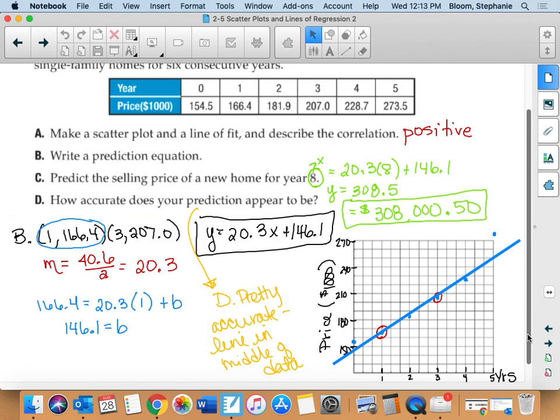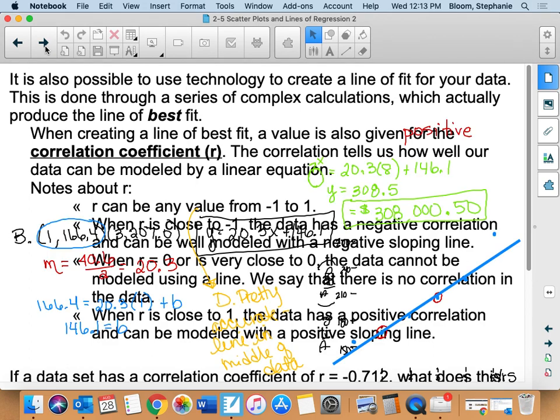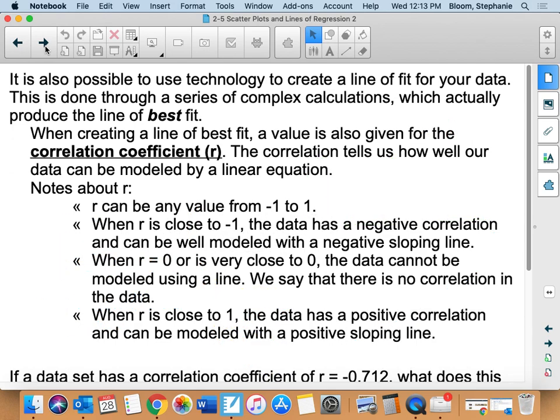All right, so the very last thing that I want to bring to your attention is just this R value. So let's erase all of this here. You can use technology to find a line of best fit. We're going to continue working by hand to do this. But it is important you understand this correlation coefficient, which is R. And this R can tell you something about the correlation, whether it's positive, negative, or no correlation. So number one, your R can be any value from -1 to 1. So it's going to be in that range.